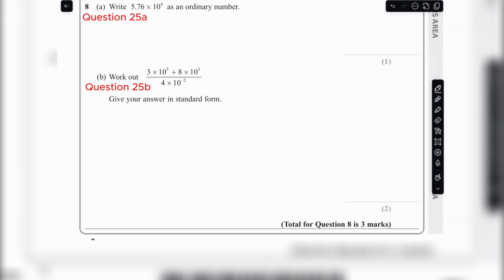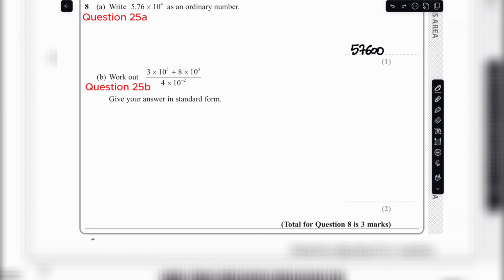In the first part of question 8, we are told to write 5.76 times 10 to the 4 as an ordinary number. And if you put that into your calculator, you get 57,600 as your answer. In the second part of this question, we are told to work out this fraction and to give our answer in standard form.